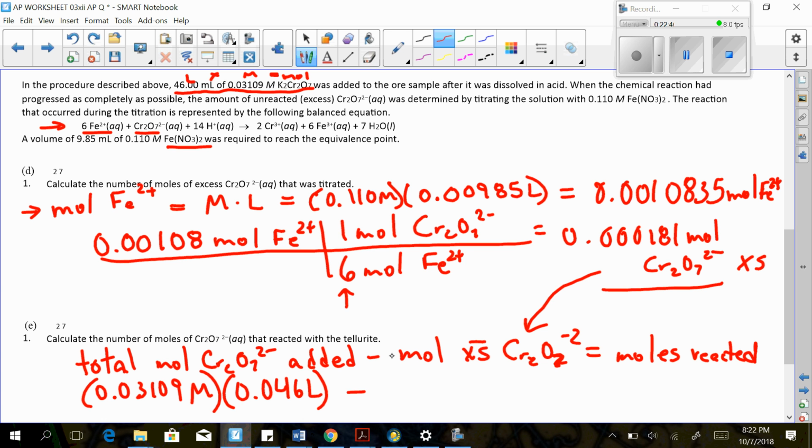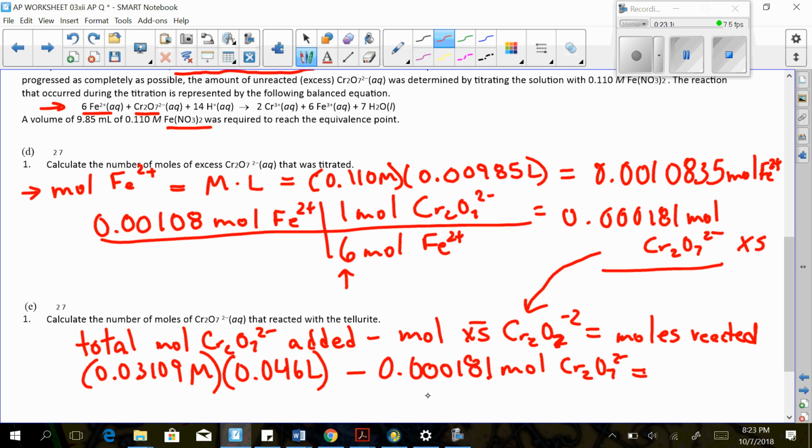That's the number of moles, minus what we calculated in the step before, our 0.000181 moles of our dichromate. That's excess. When we subtract those two, then we get how many moles. And if we do that, we get 0.001249 moles. So that's how many moles of the dichromate.